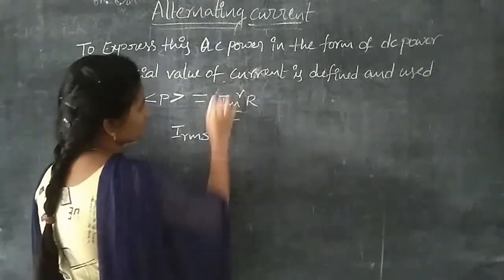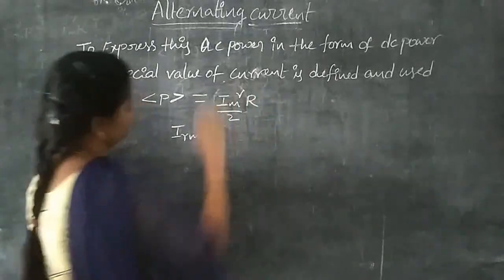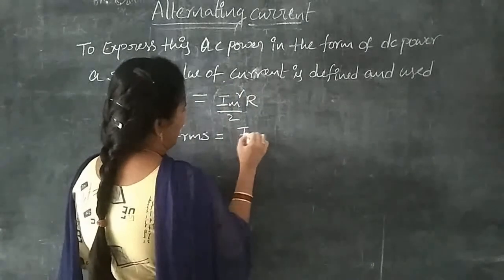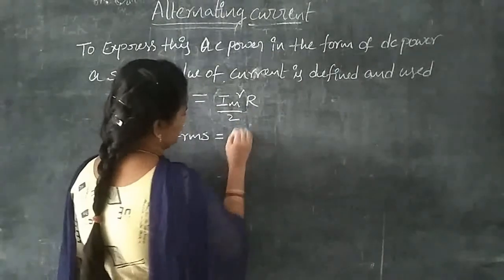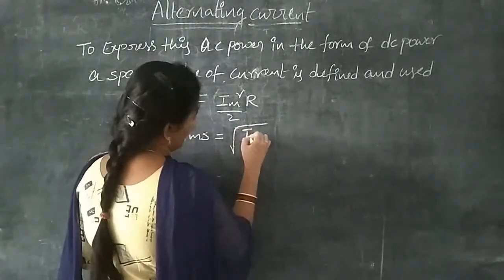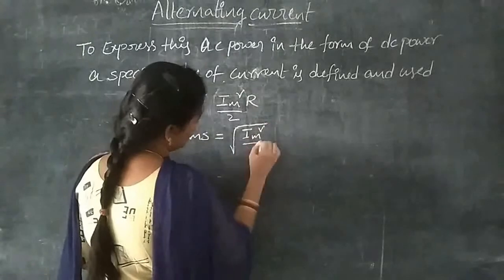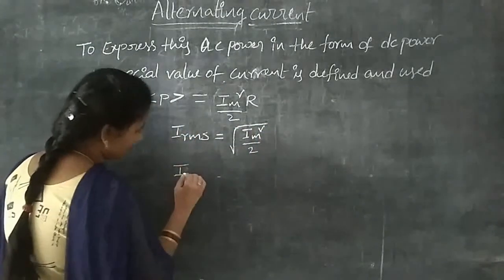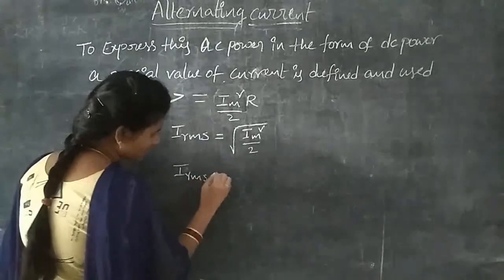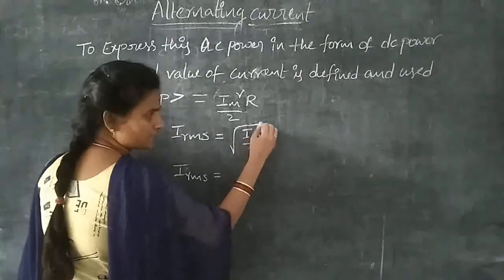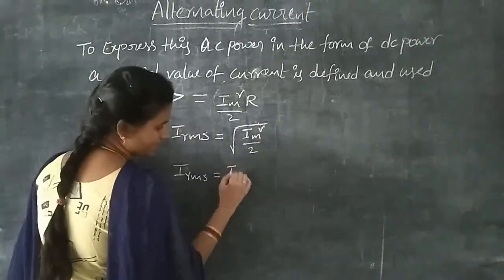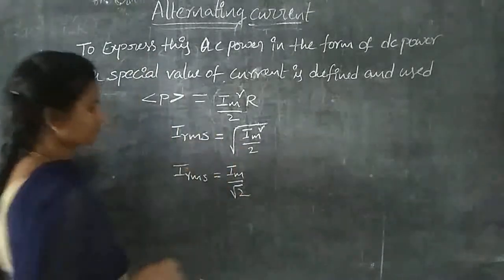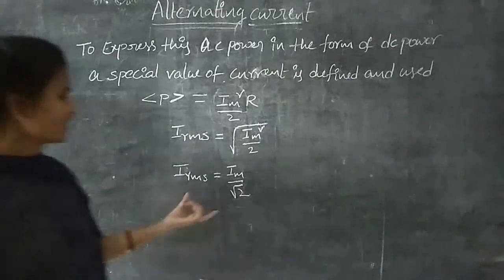So here, see once, I square R. So IRMS means root over Im square by 2. So IRMS is equal to root of Im square by 2, which is nothing but Im by root 2. So what is this?